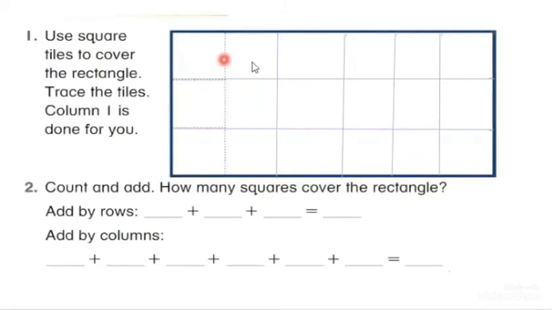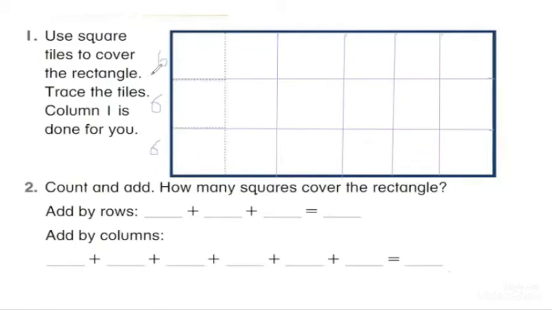1, 2, 3, 4, 5, 6. So we have six square tiles inside each row. Count again. 1, 2, 3, 4, 5, 6. Okay, what I will do now, I will write 6. And here also 6. It's the same number of the square tiles.